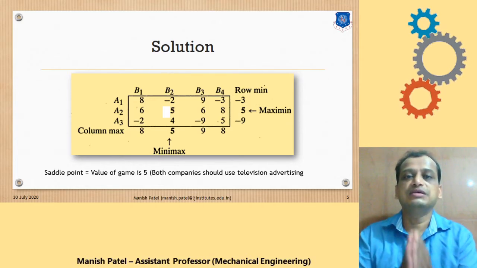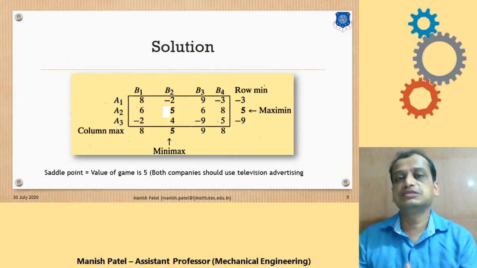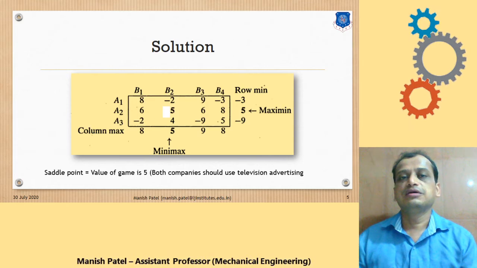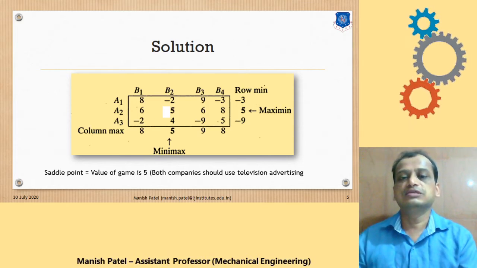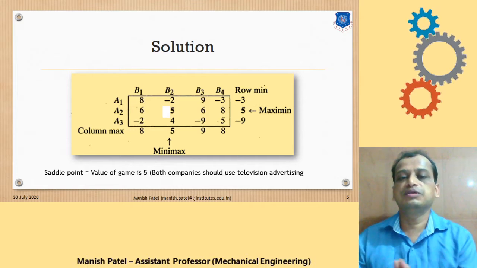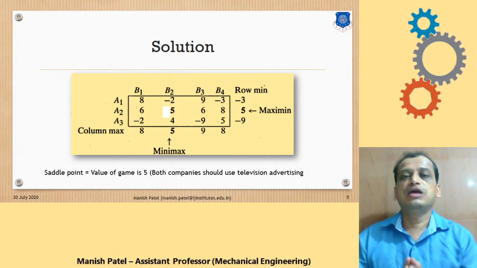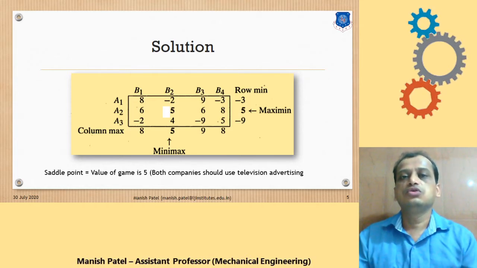The game has the saddle point, right? And both companies, if they try to go with the television marketing, that is, television advertising, A2 and B2 for both the companies, they will balance out. So in this way, with the help of this saddle point technique, the maximin and minimax, finding out, you can solve the problem.